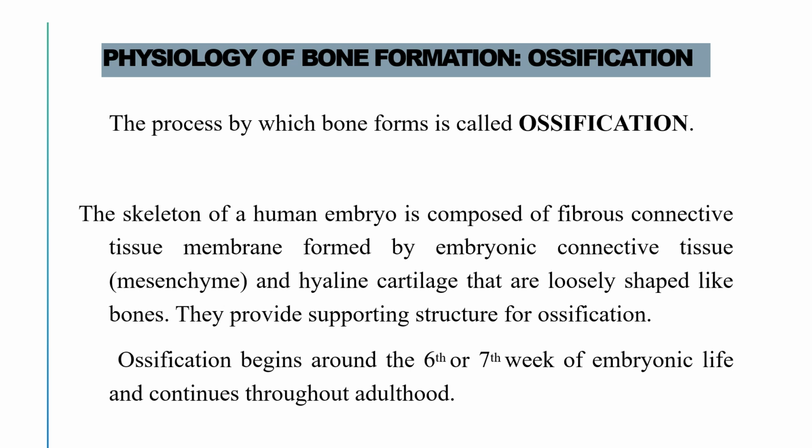In the physiology of bone formation, that is ossification. The process of bone formation is called ossification. The skeleton of a human embryo is composed of fibrous connective tissue membrane formed by embryonic connective tissue, mesenchyme, and hyaline cartilage that are loosely shaped like bones. They provide a supporting structure for ossification. Ossification begins around the 6th or 7th week of embryonic life and continues throughout adulthood.